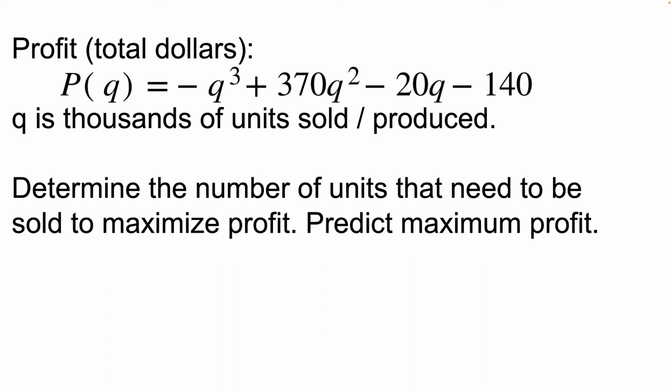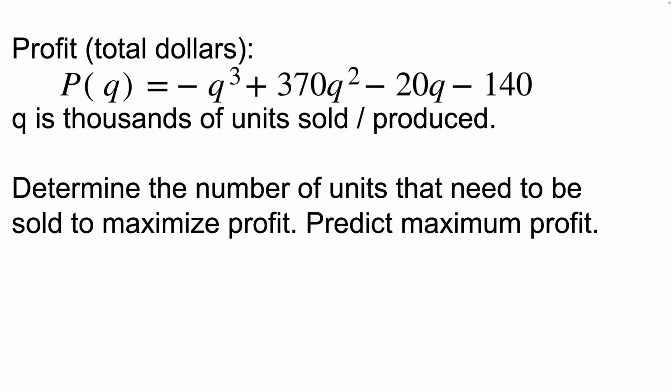Now that we have our profit function in terms of total dollars, P of Q, which we saw is negative Q cubed plus 370Q squared minus 20Q minus 140, where Q is measured in thousands of units sold or produced, let's determine the number of units that need to be sold to maximize profit. And then let's also maximize the profit.